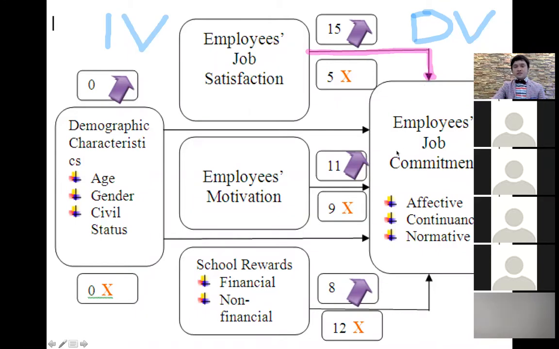All right? Which means to say that you are hypothesizing that employees' job satisfaction can significantly affect employees' job commitment. There is another line connecting employees' motivation to job commitment. Nakikita niyo po ba? That would mean you can have a hypothesis that employees' motivation can significantly influence or affect job commitment.